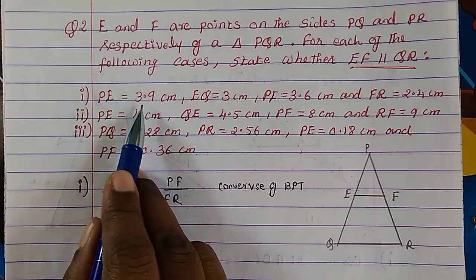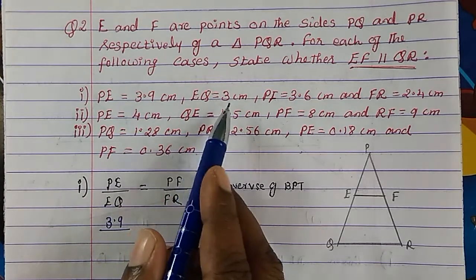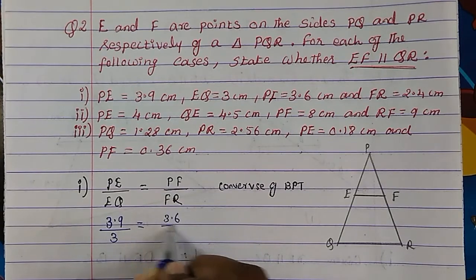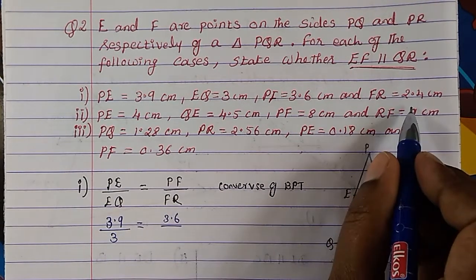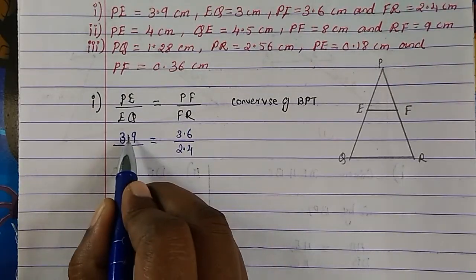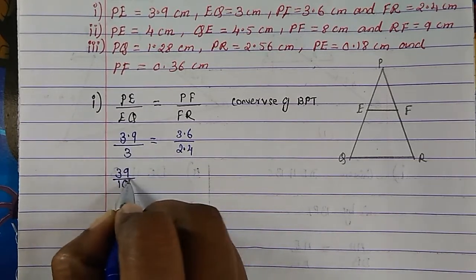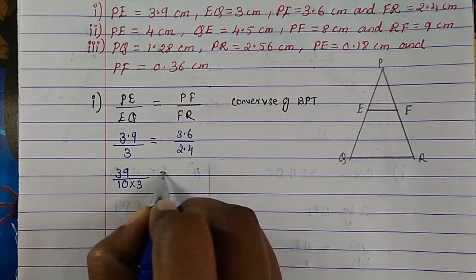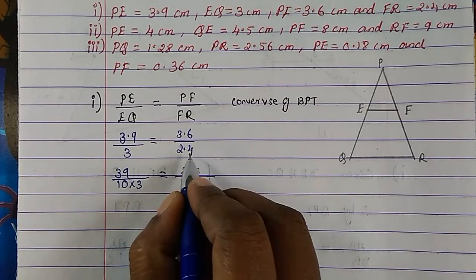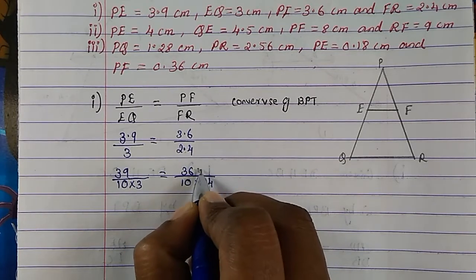PE in the first case is 3.9 and EQ is 3. PF is 3.6 and FR is 2.4. So if we remove the decimal for this, then it will become 39 upon 10. Then we have 3 here. Then here if we remove the decimal, it will become 36 upon 10. Then if we remove the decimal from here, it will become 24 upon 10.